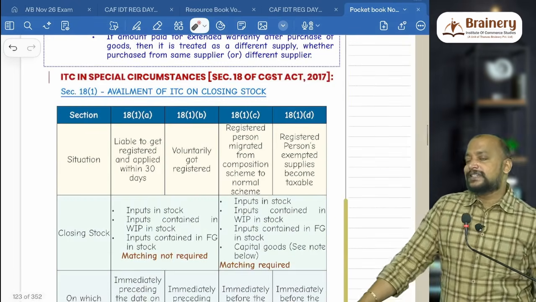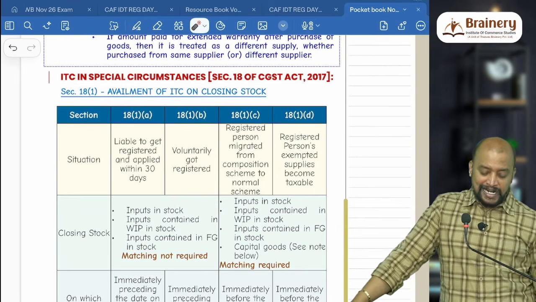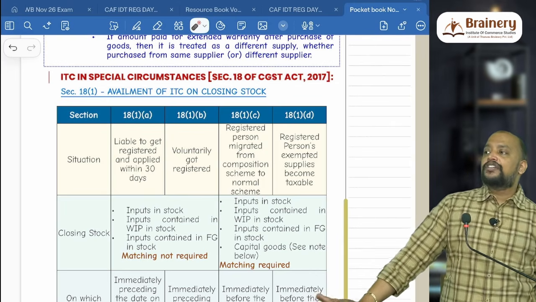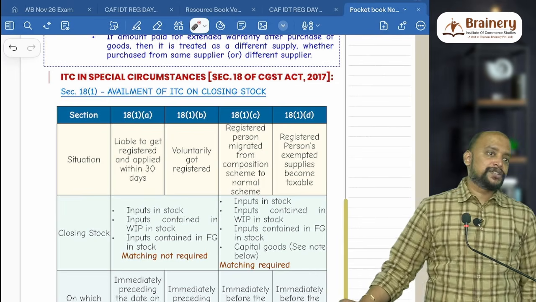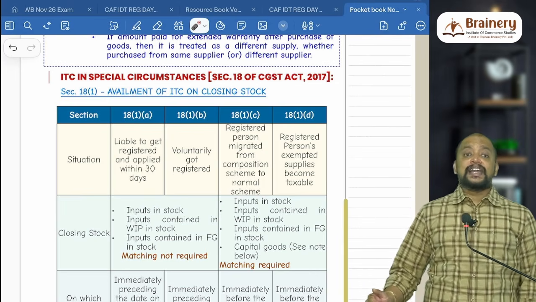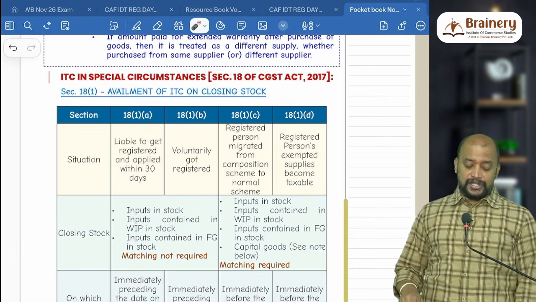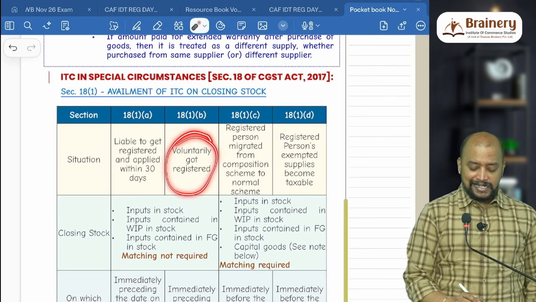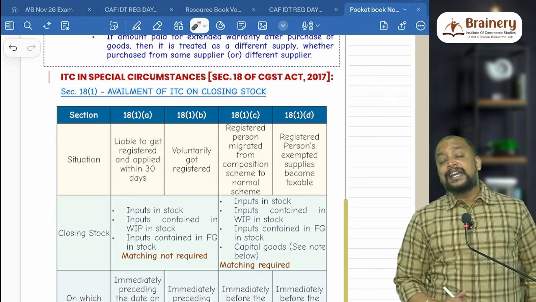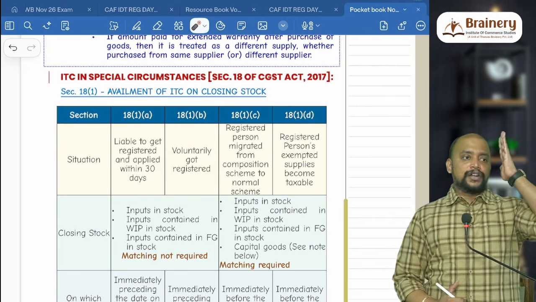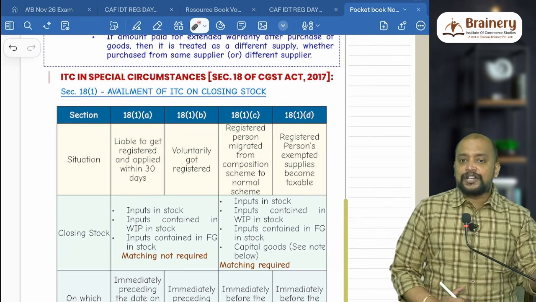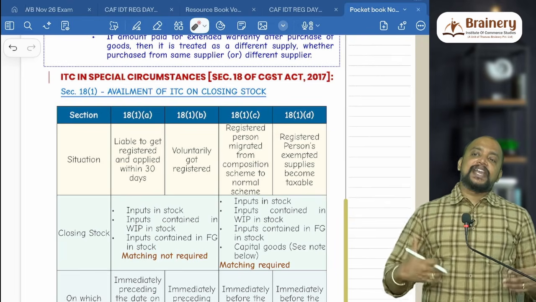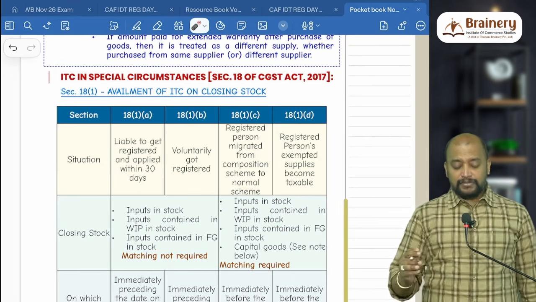Then section 18, input tax credit in special cases. 18.1 talks about availment of ITC on closing stock. In total, there are 4 cases where we can avail ITC on closing stock. 18.1a, a person is liable to get registered and made an application for registration within 30 days. 18.1b, a person who is voluntarily getting registered. 18.1c, a registered person under the composition scheme is migrating to the normal scheme. 18.1d, a registered person who was making exempted supply, which has now become taxable.